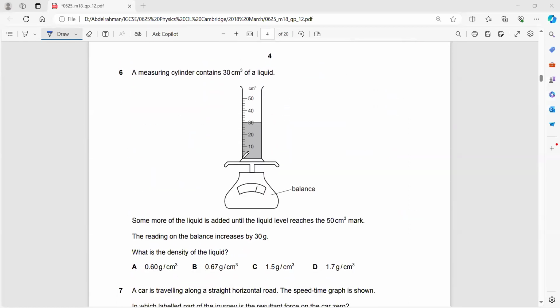A measuring cylinder contains 30 centimeters cubed of liquid. Some more liquid is added and the level reaches 50 centimeters cubed.